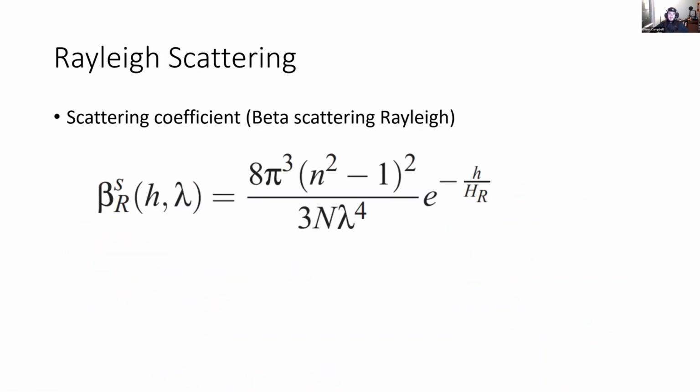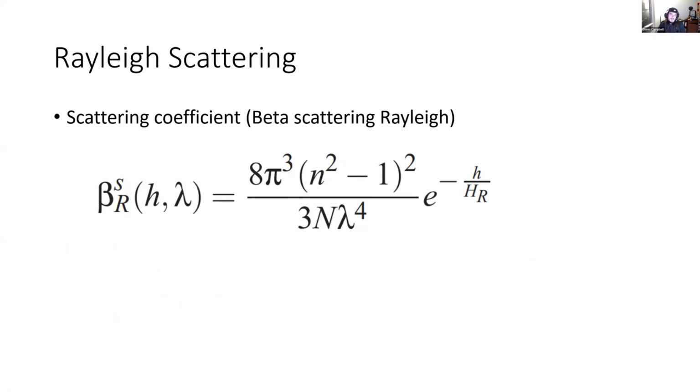so here is what that scattering coefficient actually is. Here's how you calculate it. It's somewhat scary looking, but basically n is the index of refraction of the air. The big N is the density of the air at sea level.